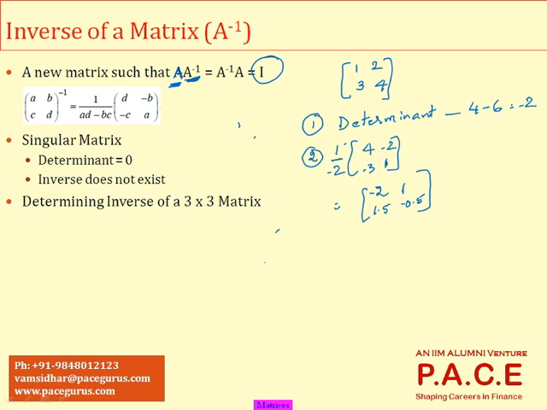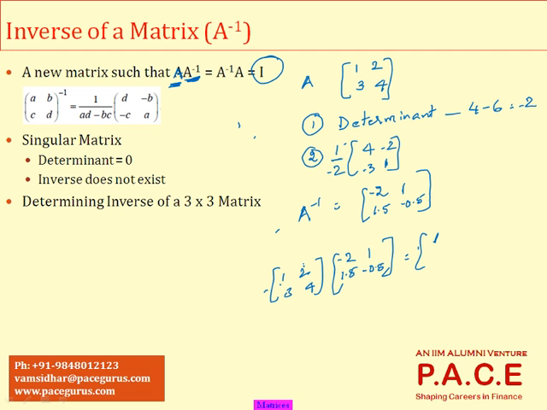Just to check, if this is A inverse, this is A. If I try multiplying A with A inverse, 1, 2, 3, 4, I multiply it with minus 2, 1, 1.5, minus 0.5. I should get the identity matrix. Let's see. First row multiplied with first column. 1 into minus 2, minus 2, plus 2 into 1.5, 3. 3 minus 2, 1. Very good.